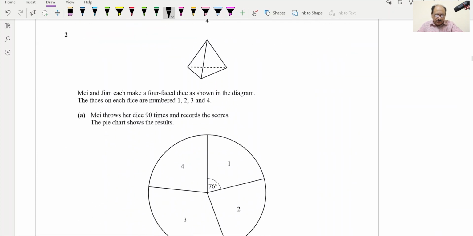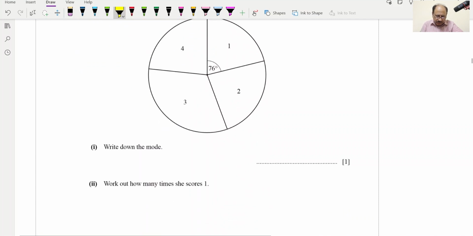Now question number 2. Question 2 says Mei and Jian each make a 4 face dice as shown in the diagram. The faces on each dice are numbered 1, 2, 3, 4, and Mei throws her dice 90 times and records the scores. The pie chart shows the results. So this is the pie chart for those results.